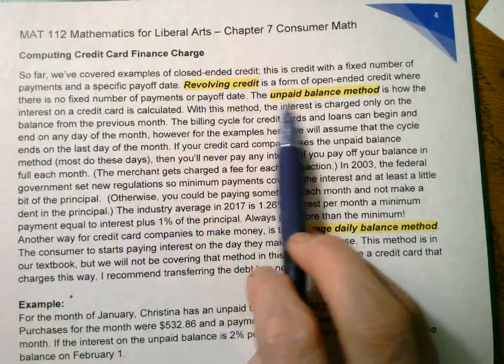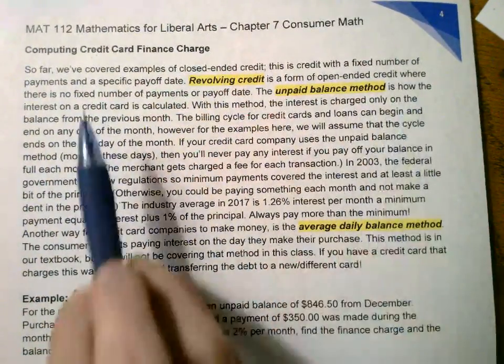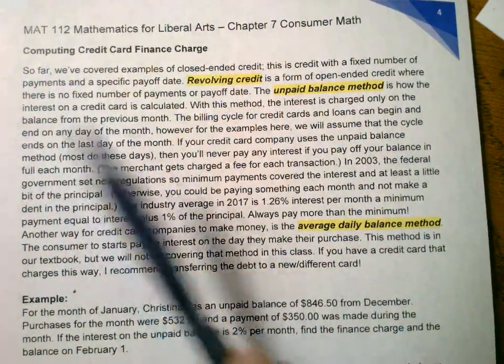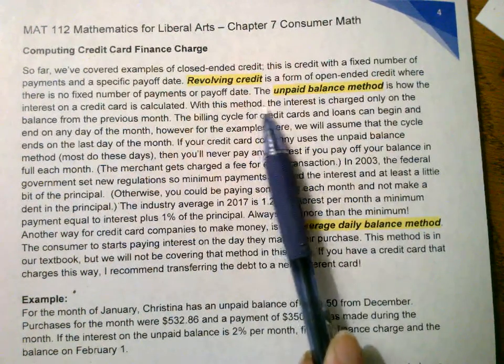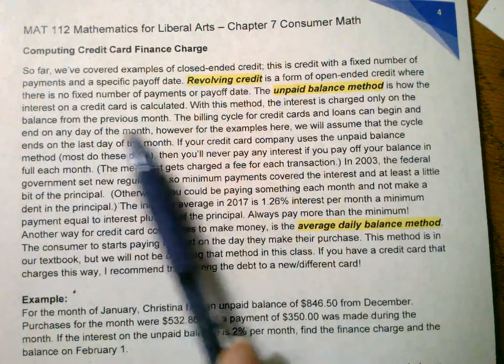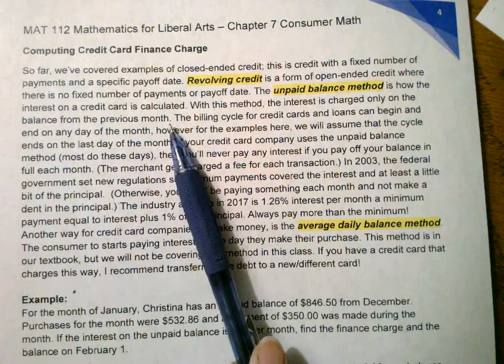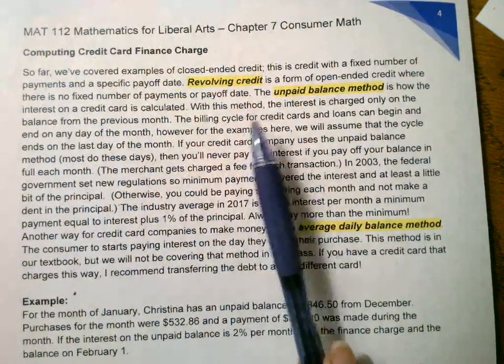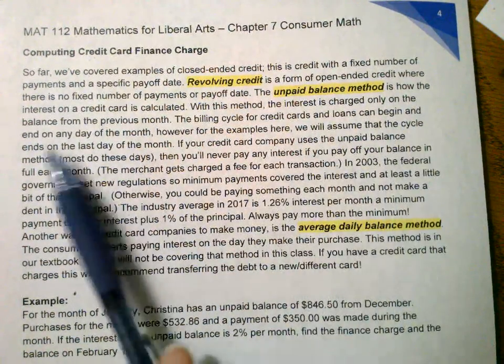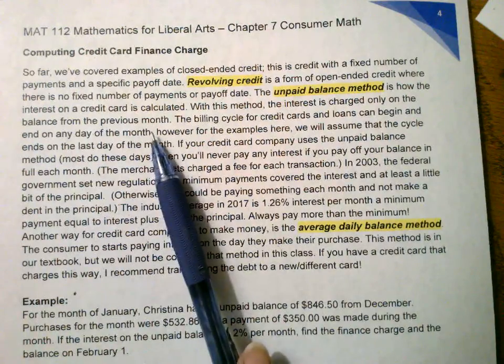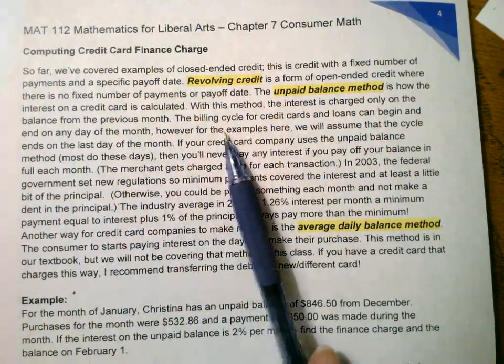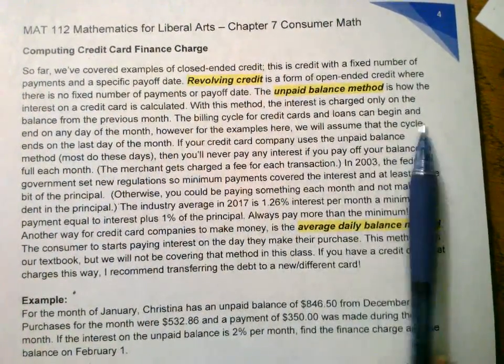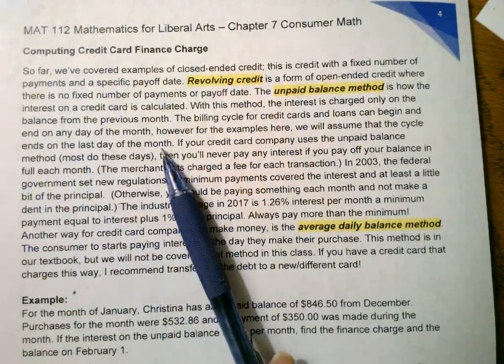Okay. The unpaid balance method is how interest on a credit card is calculated. With this method, the interest is charged only on the balance from the previous month. The billing cycle for credit cards and loans can begin and end on any day of the month. However, for the examples here, we will assume that the cycle ends on the last day of the month.